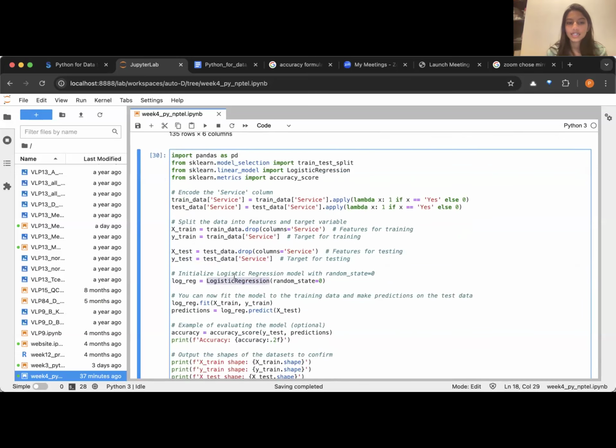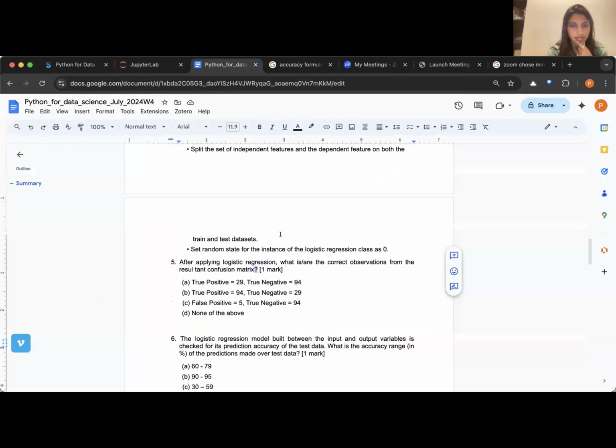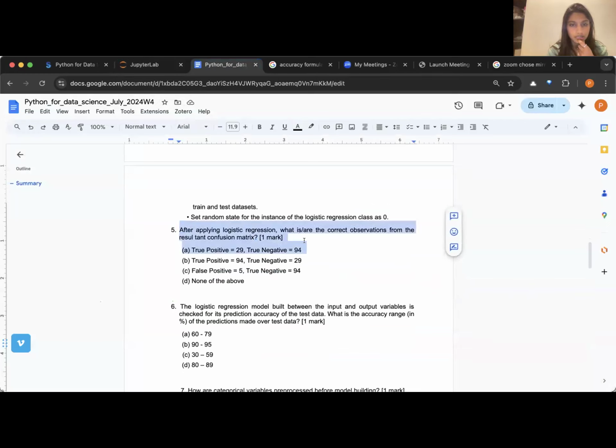Then you're initializing logistic regression with random state 0 because that was given in the question. Okay, now what is the question? We did up to this, and then after applying logistic regression, what are the correct observations from the resultant confusion matrix?